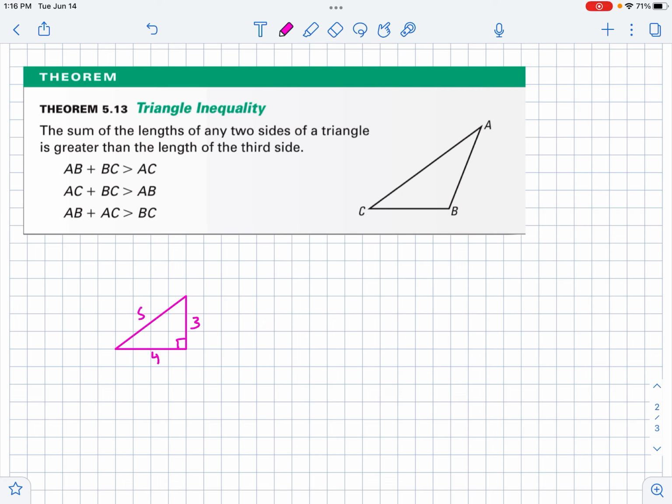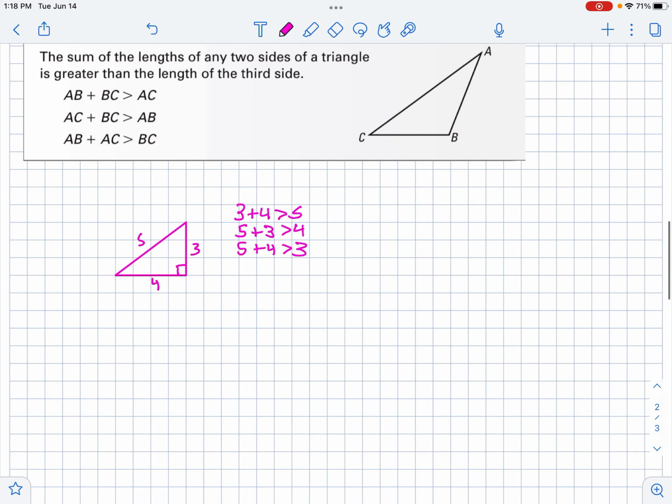This is an example. Now, you notice this, that any two sides, 3 plus 4 is bigger than 5. 5 plus 3 is bigger than 4. Okay? And you could say 5 plus 4 is bigger than 3. See, the sum of any two sides is going to be bigger than the third side. Now, that has to be the case. If that's not the case, then it's not a triangle. So let's just look at how we could work with this property.